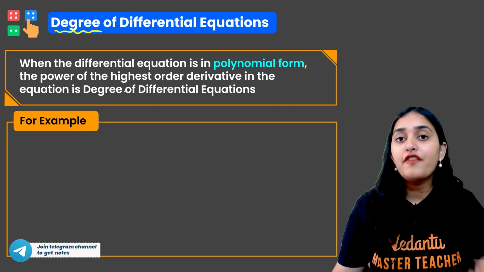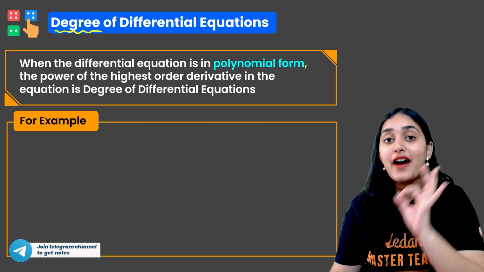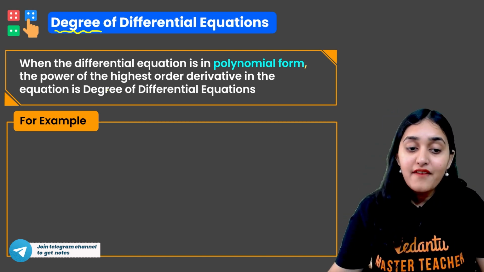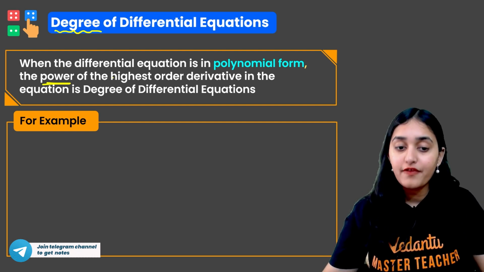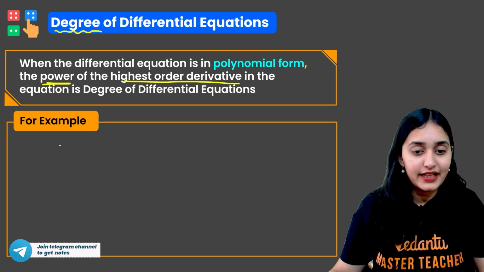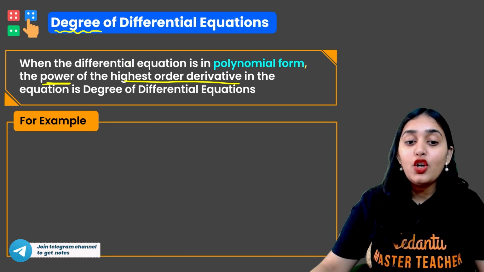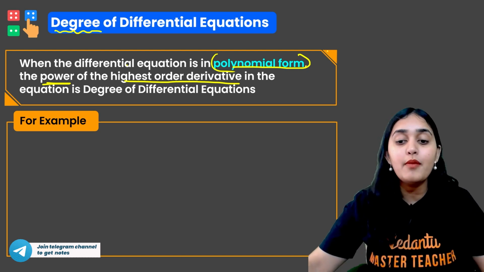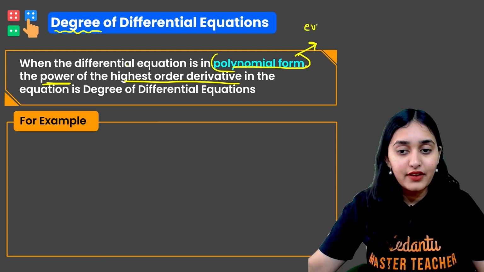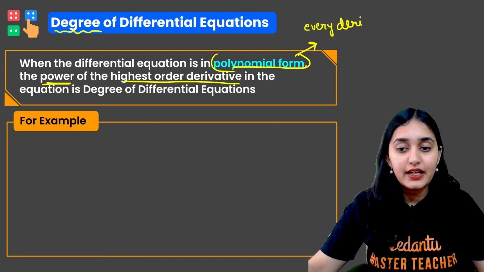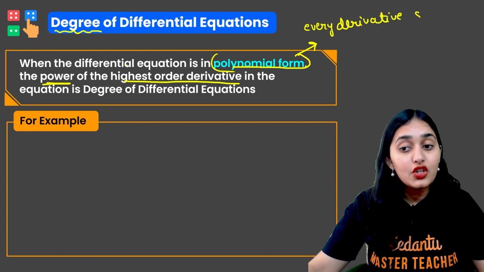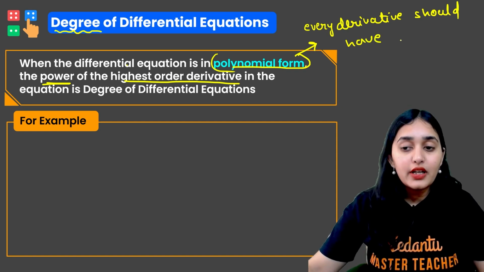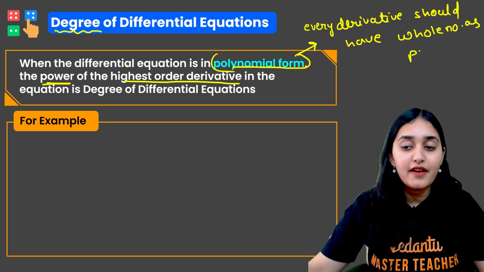Okay. Now, the more important one is the degree of a differential equation, because it is tougher to understand. Degree of a differential equation is defined as the power of the highest order derivative, given that your differential equation is in polynomial form. Now, what is polynomial form? Every derivative should have a whole number as power.